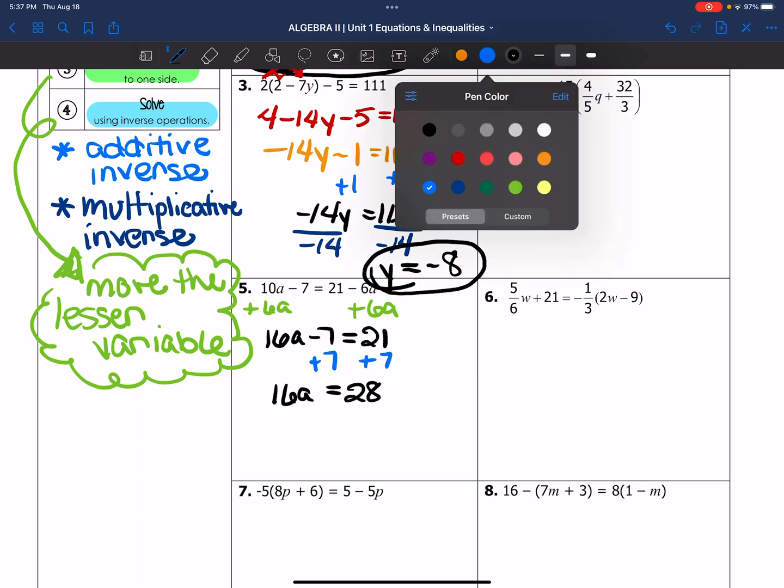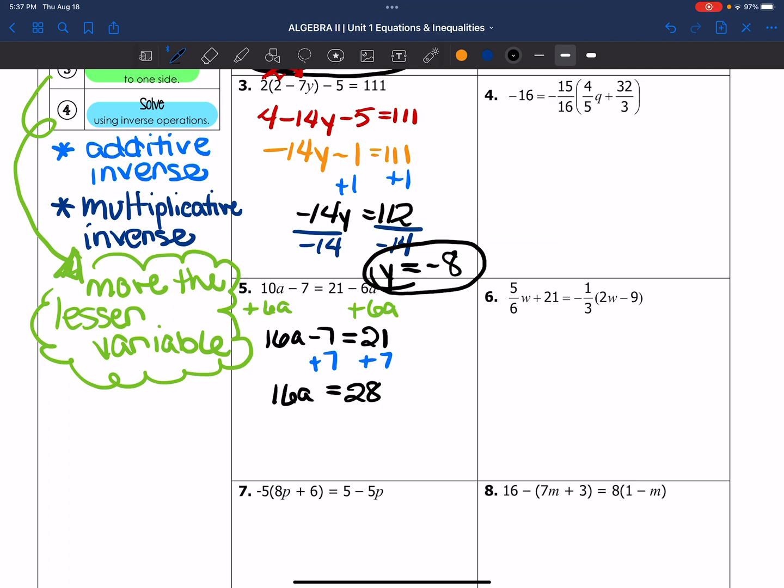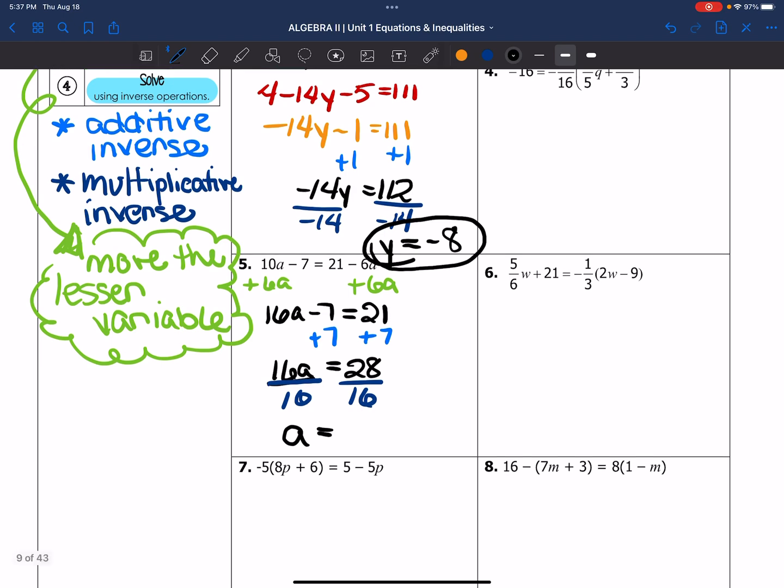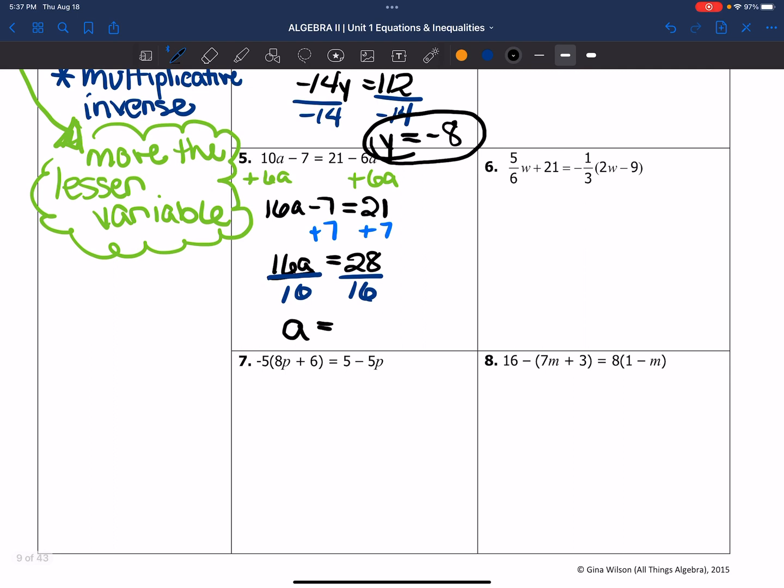And our final step is to use that multiplicative inverse. This is in step number 4, the multiplicative inverse. What does that mean we need to divide by on each side, y'all? We need to be dividing by 16. Dividing by 16 is what will allow us to isolate our a. And can you all simplify that fraction? What is 28 over 16 as a simplified fraction? That would be 7 over 4.